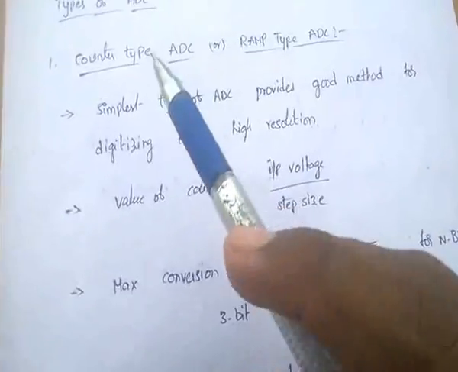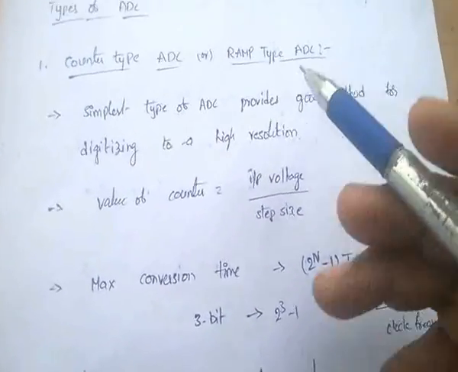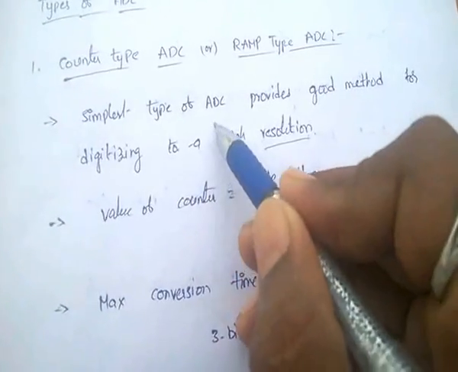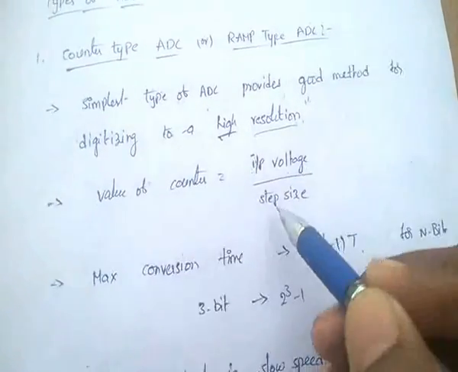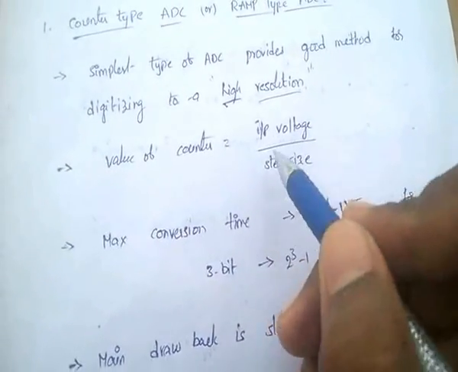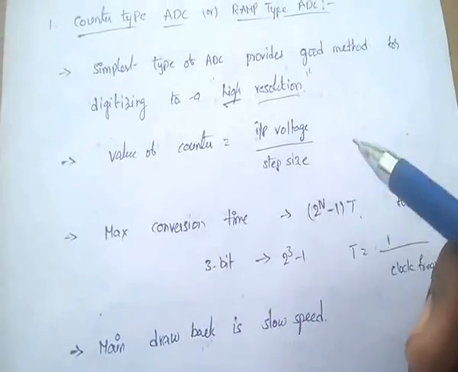It provides a good method for digitizing to a high resolution. The value of the counter is equal to input voltage by step size.